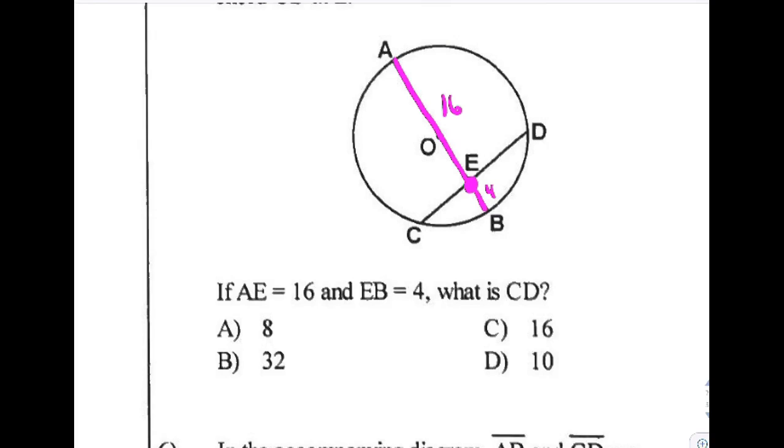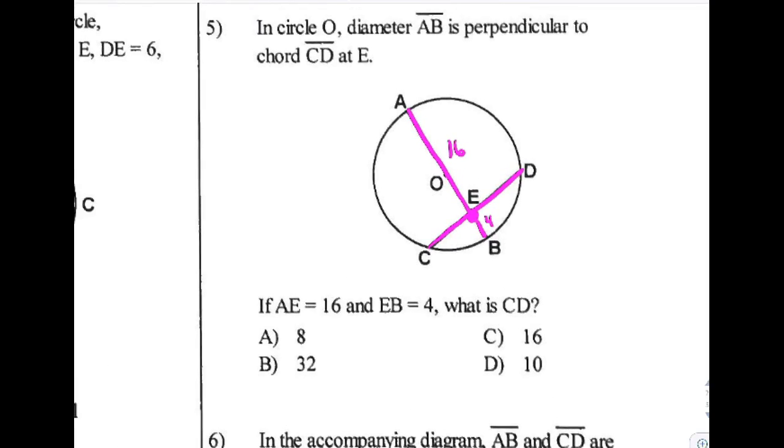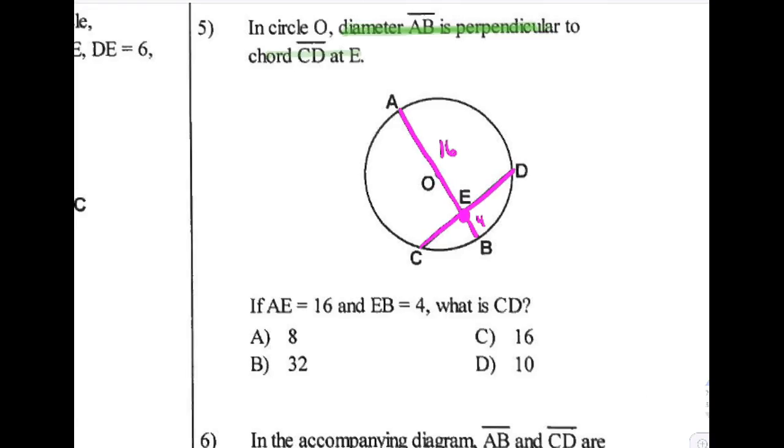How long is this entire CD? Now, it doesn't look necessarily perpendicular there, but it says it is up here. The diameter is perpendicular to CD. Remember, we talked about at the beginning of class. If that's perpendicular, then these two are the same. So we only need one variable.